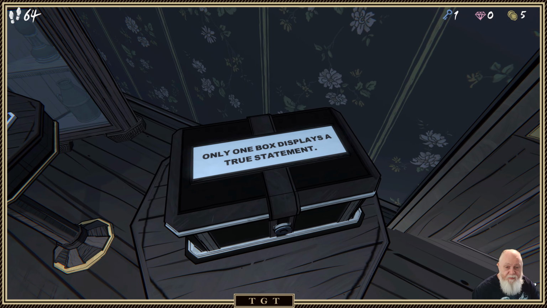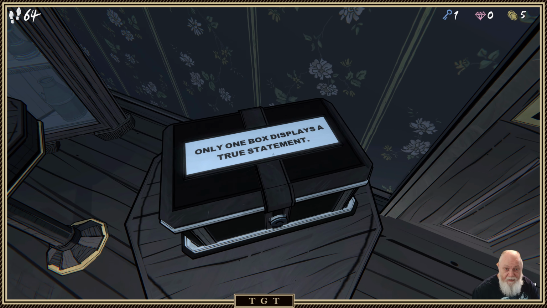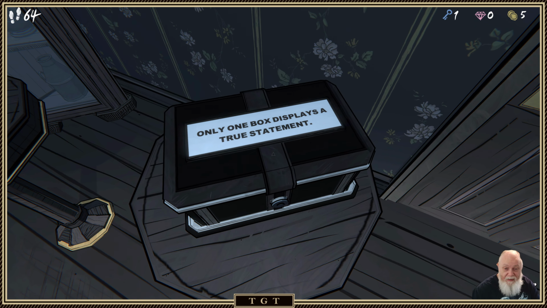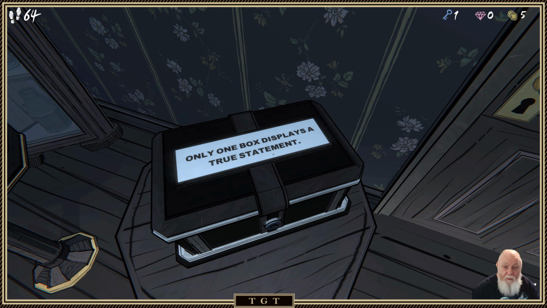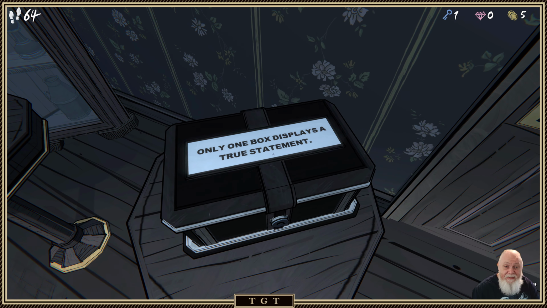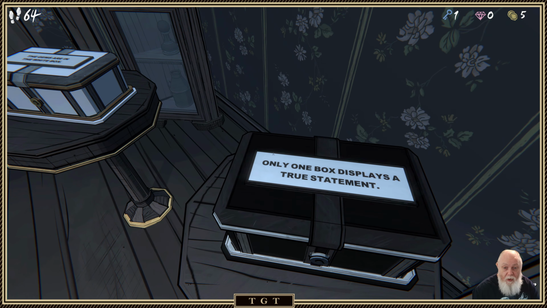Only one box displays a true statement. If this is true, then this is the only true box. I'm going to back up and start here, because this is the way to think about this. Only one box displays a true statement. The choices are either one box displays a true statement or two boxes display a true statement. It can't be three boxes, and it can't be zero boxes. So it's either one or two.